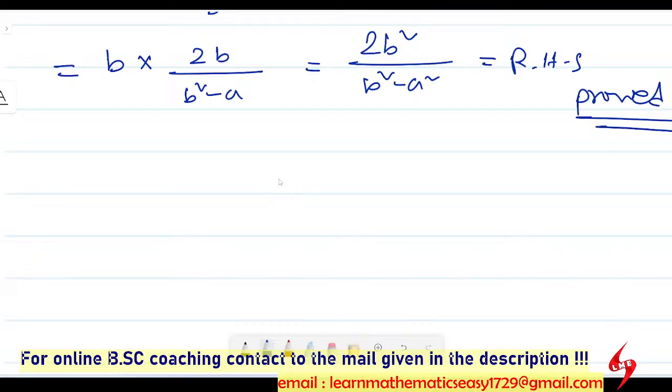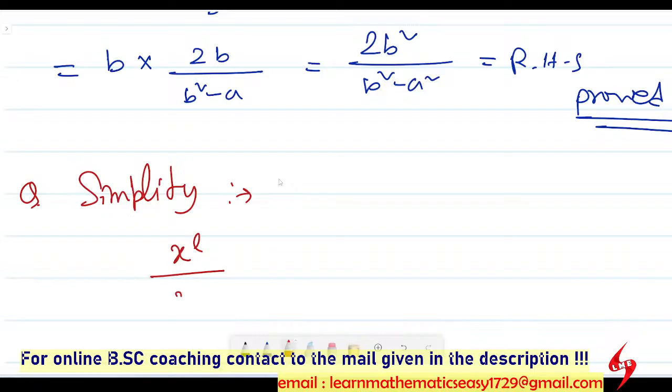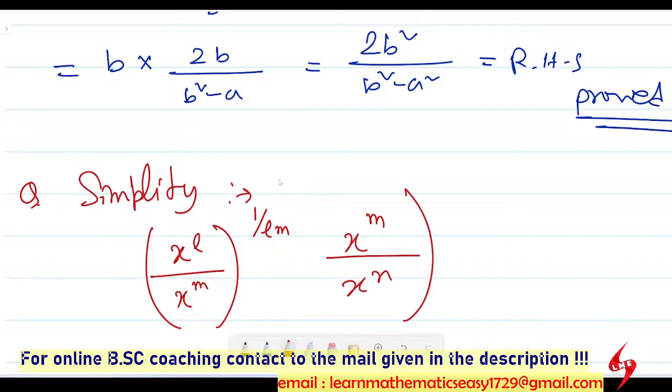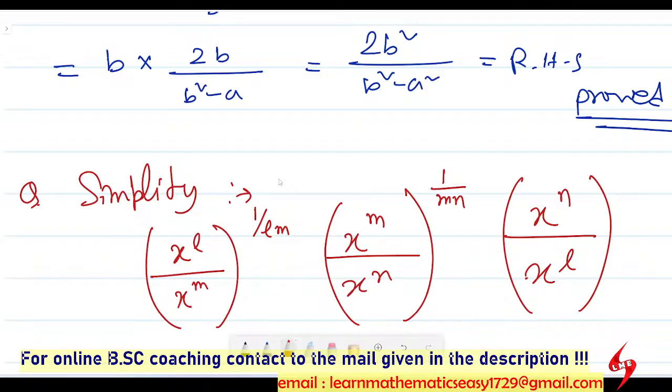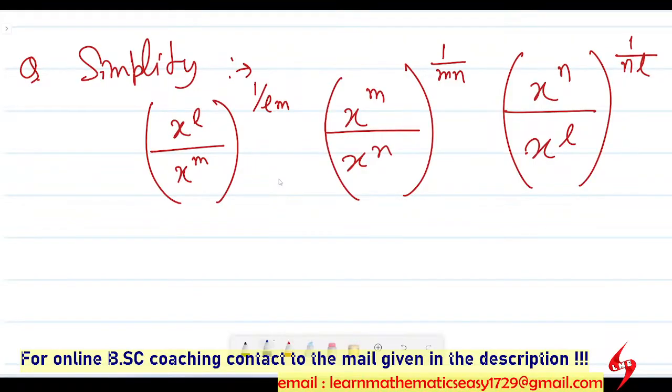Okay, my next question is simplify this. This is my x to the power L by x to the power m whole to the power 1 by Lm, x to the power m by x to the power n whole to the power 1 by mn, and this is my x to the power n by x to the power L whole to the power 1 by nl. So nothing else, we have to just follow the process.